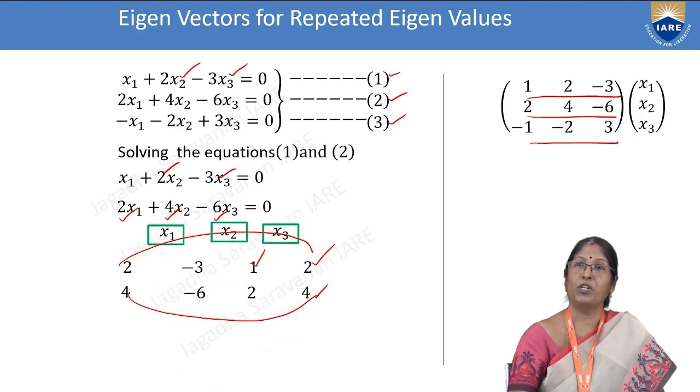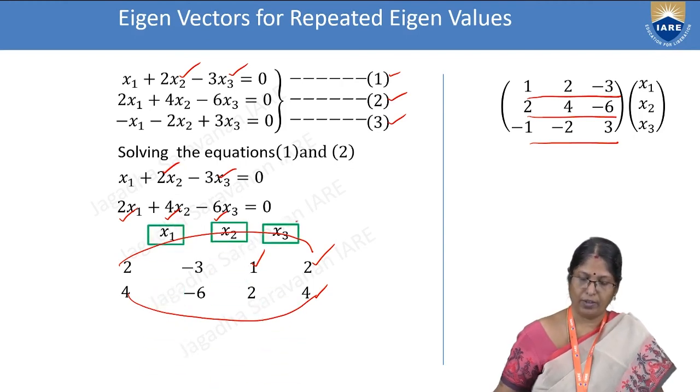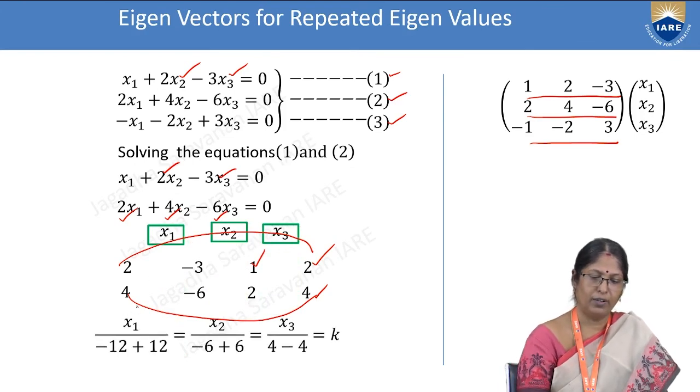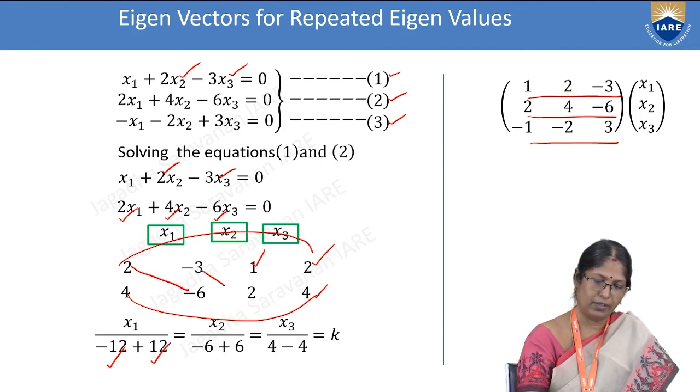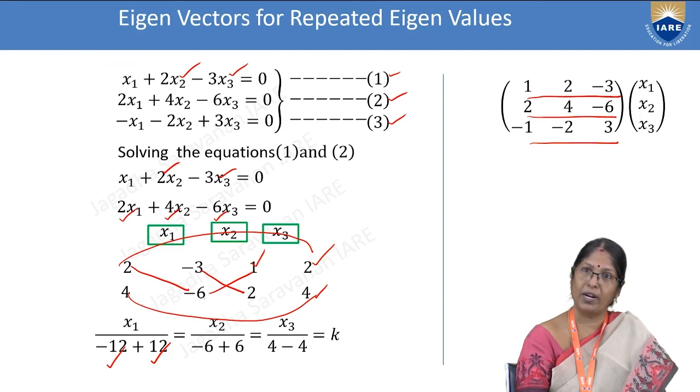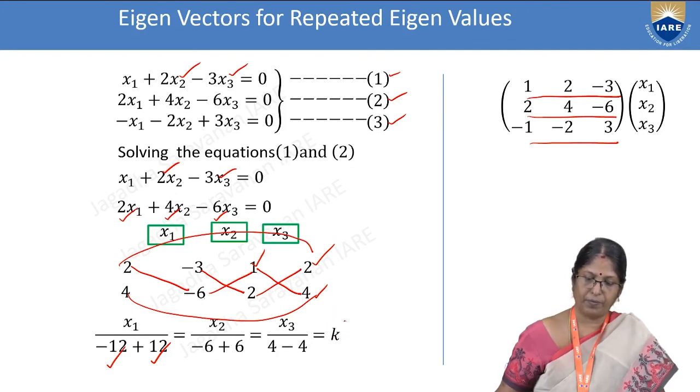So x1, x2, x3. Very simple one. x1 cross, 2 into minus 12, fine. 4 into minus 3, minus 12. But minus of minus 12, plus 12. Next, minus 6. Minus 3 into 2, minus 6. Minus of this value. So, minus 6 into 1, minus 6. But minus of minus 6, plus 6. Here, 1 into 4, 4. Minus of this, 2 into 2. So, 4 minus 4 equal to k.